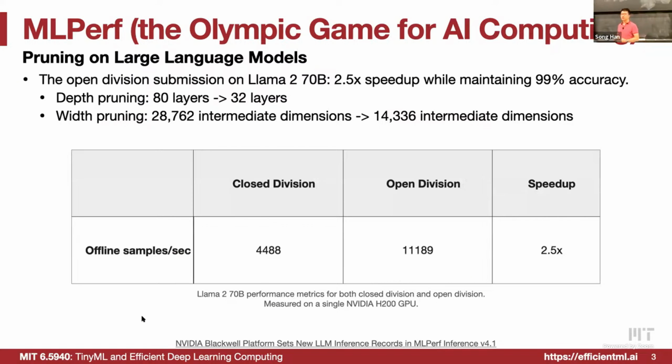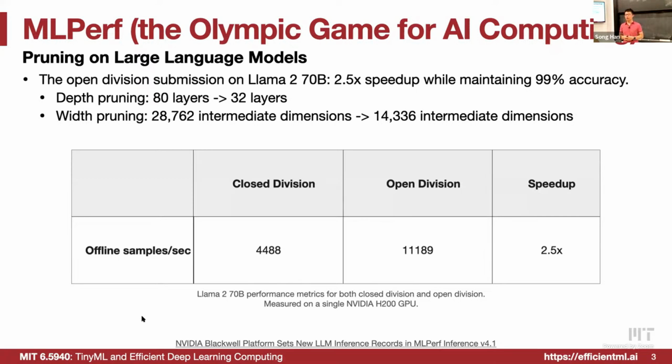When you first introduce the MLPerf benchmark, it is the Olympic game for efficient AI computing for AI hardware. MLPerf basically tests the performance in latency and throughput given a particular accuracy on a suite of benchmarks. There are 2 divisions, the open division and the closed division. In the closed division, you cannot change the neural network. You can only apply quantization. In the open division, you are free to change the neural network architecture and apply techniques such as pruning.